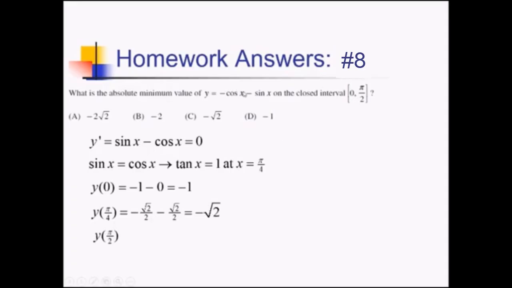Moving on now to our last candidate, pi over 2. Well, cosine of pi over 2 is just 0. And then sine of pi over 2 is 1, so this is negative 1. So grand total of negative 1 for this. That means that our absolute min is going to be this negative radical 2. So that would be answer choice C.